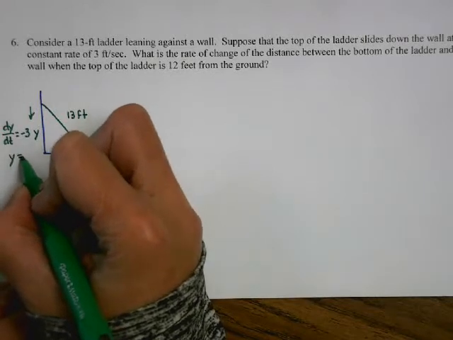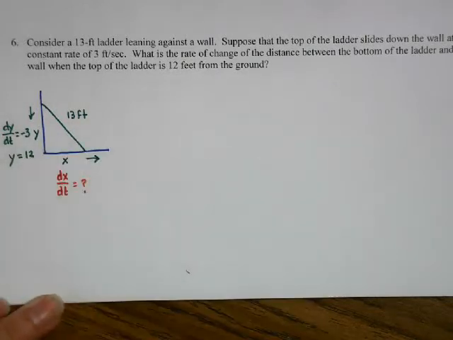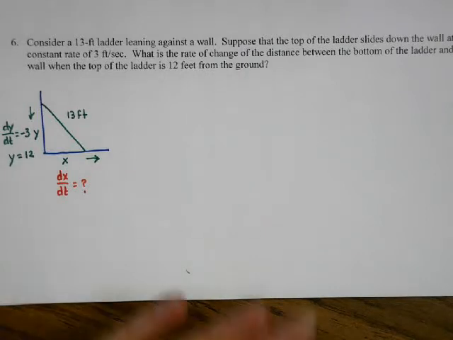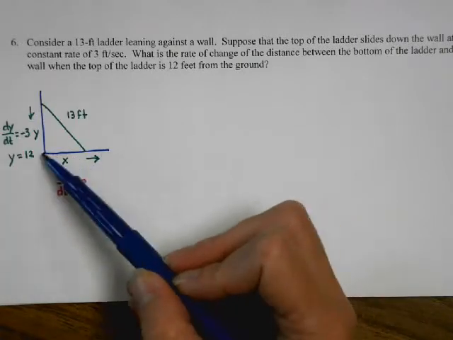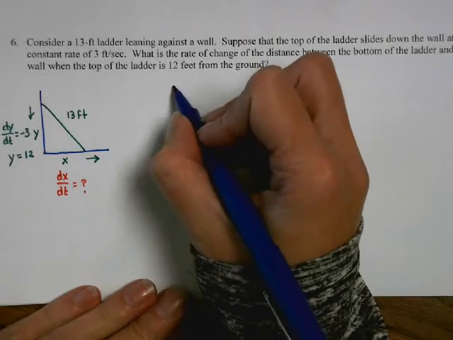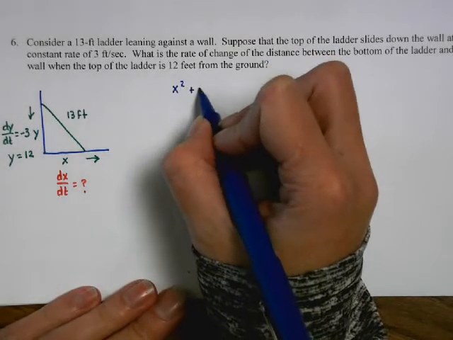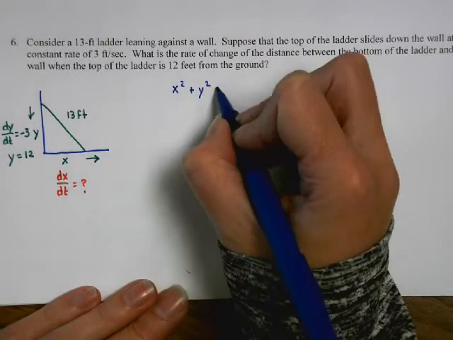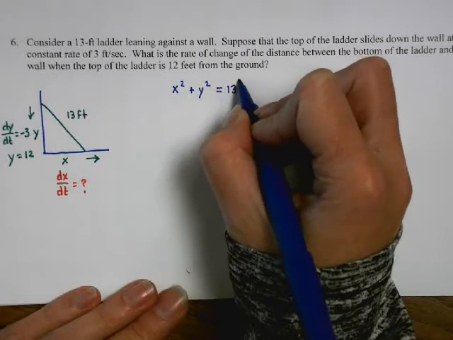So what can we use in this situation? What formula relates the things here? The things I have are the sides of a right triangle. So the formula I'm going to use is good old Pythagorean Theorem. Okay, so x squared plus y squared equals 13 squared.